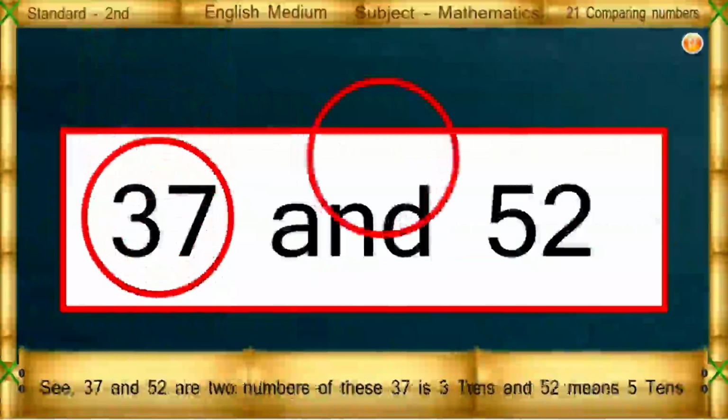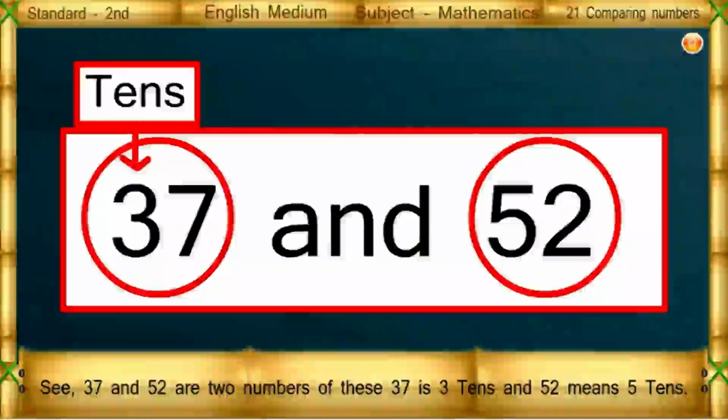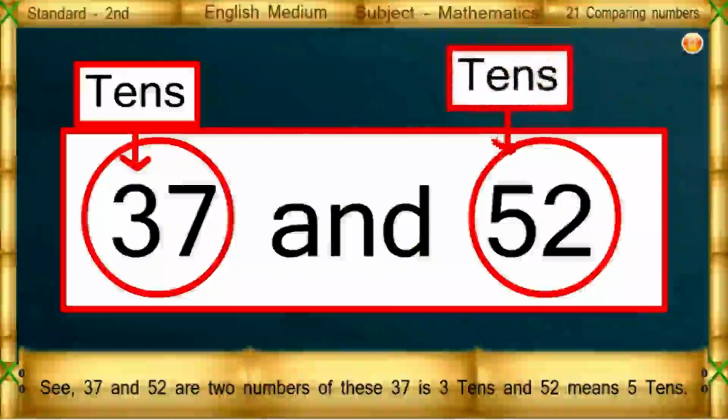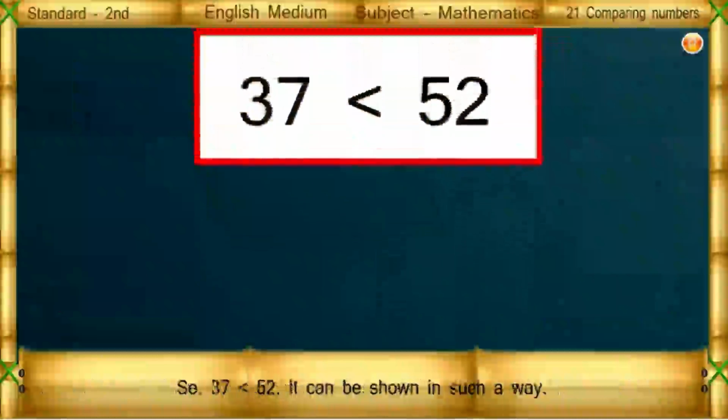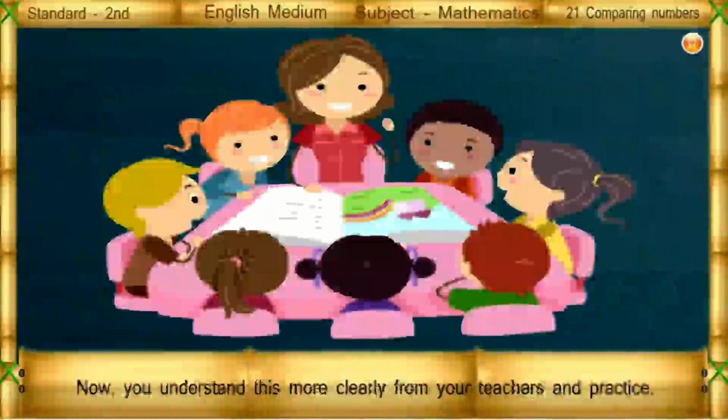See, 37 and 52 are two numbers. Of these, 37 is 3 tens and 52 means 5 tens. So, 37 is less than 52. It can be shown in such a way. Now you will understand this more clearly from your teachers and practice.